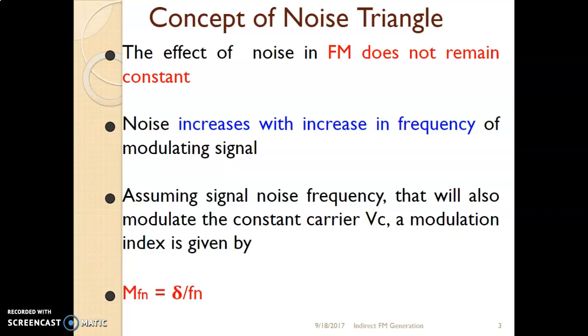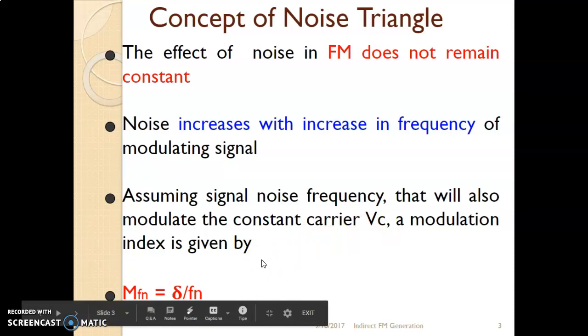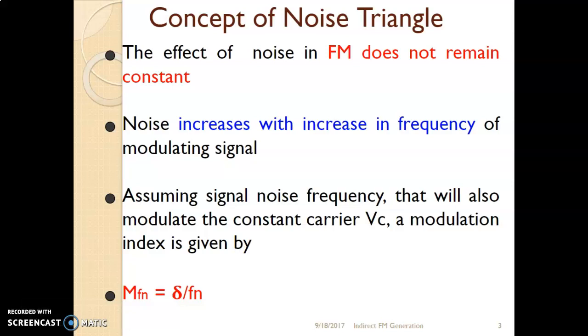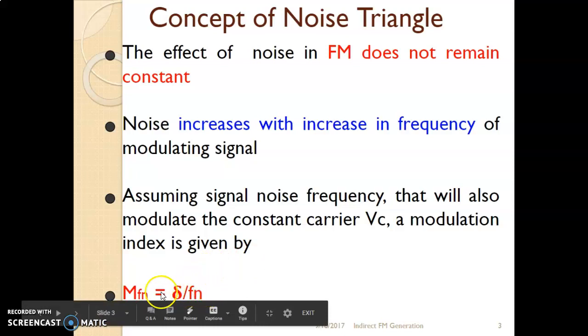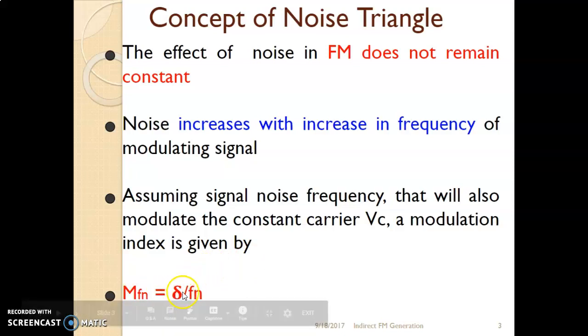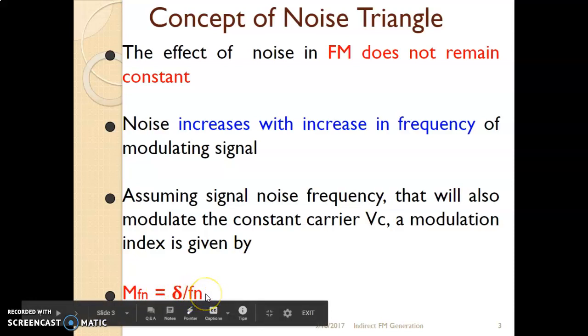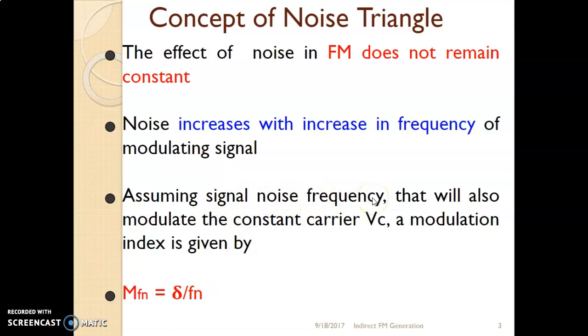Therefore, we are again defining the formulas for the modulation index, and then we will understand how this noise triangle is formed. Here it is written that, assuming a noise signal frequency that modulates and affects the constant carrier signal, the modulation index formula for FM, as we know, is delta F divided by the modulating signal frequency. If we consider the noise signal frequency, then the formula will be MF equals delta F divided by Fn, where Fn is called the signal noise frequency.